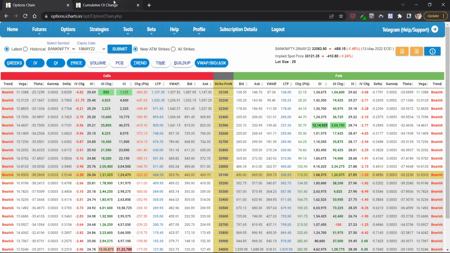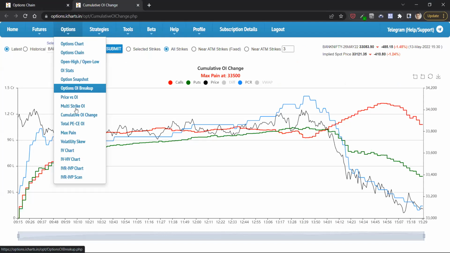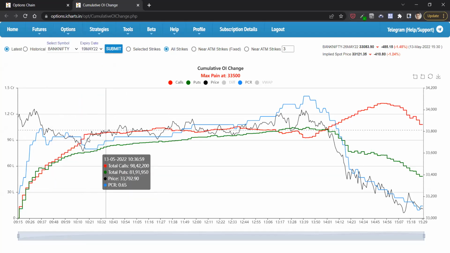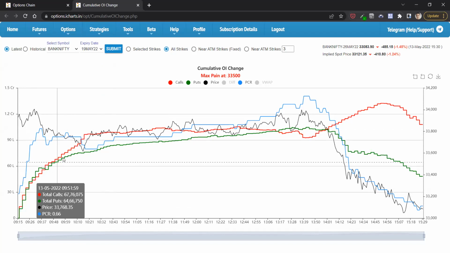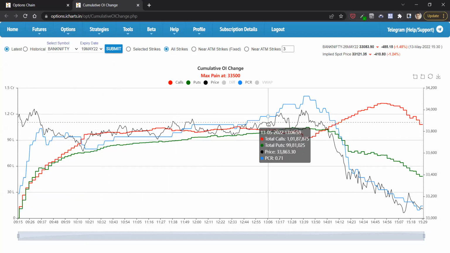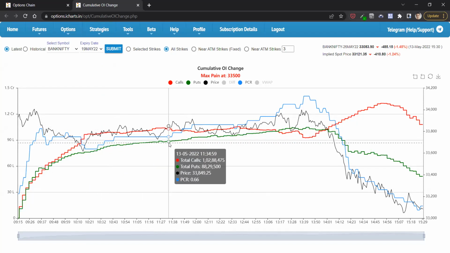Now I've opened cumulative OI change. These three tools are key, along with this: multi-strike OI, cumulative OI change, total PE/CE OI, and then options OI breakup. These are the key tools, so we'll take them one by one. Cumulative OI change is a tool that will give you an idea of what the current market trend is based on the options OI buildup.